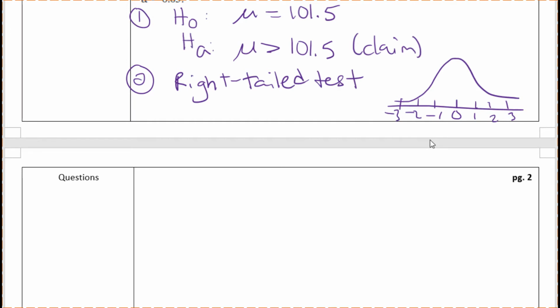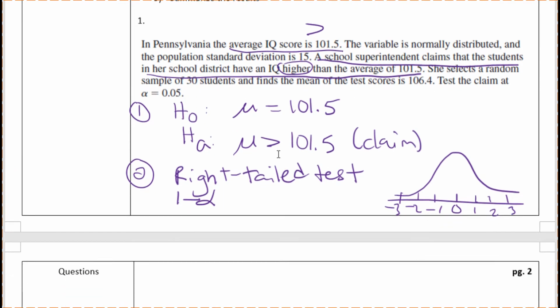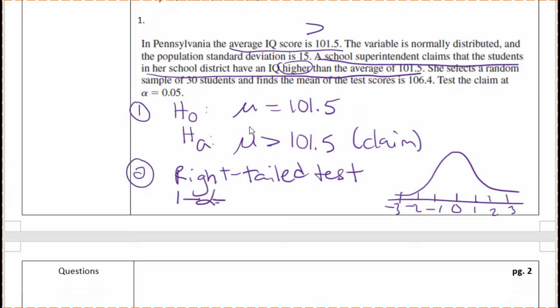Since this is a right-tailed test, we want to look for 1 minus alpha instead of alpha, okay? If it's a left-tailed test, we would use alpha. But since we're looking at the right side, we want 1 minus alpha. So that means that if alpha was 0.05, we have 1 minus 0.05, which is 0.95.